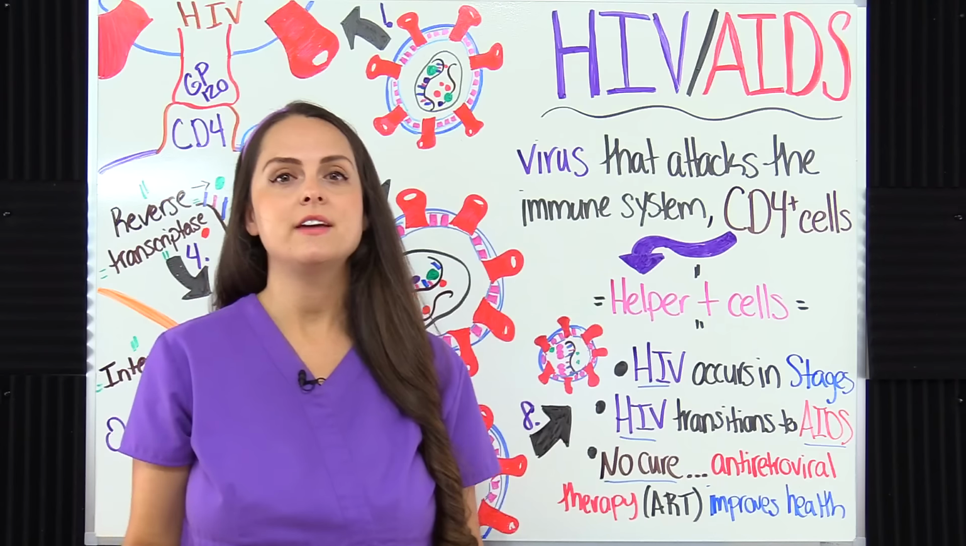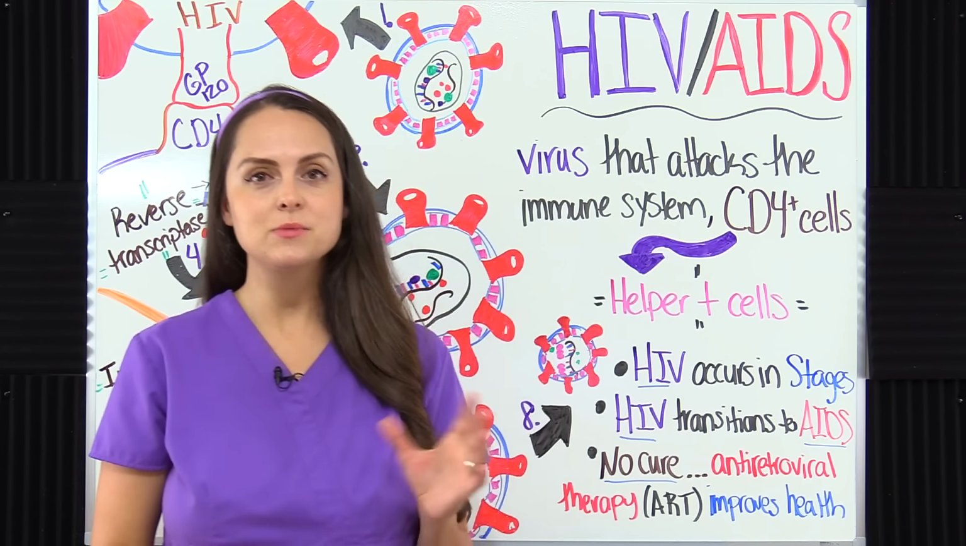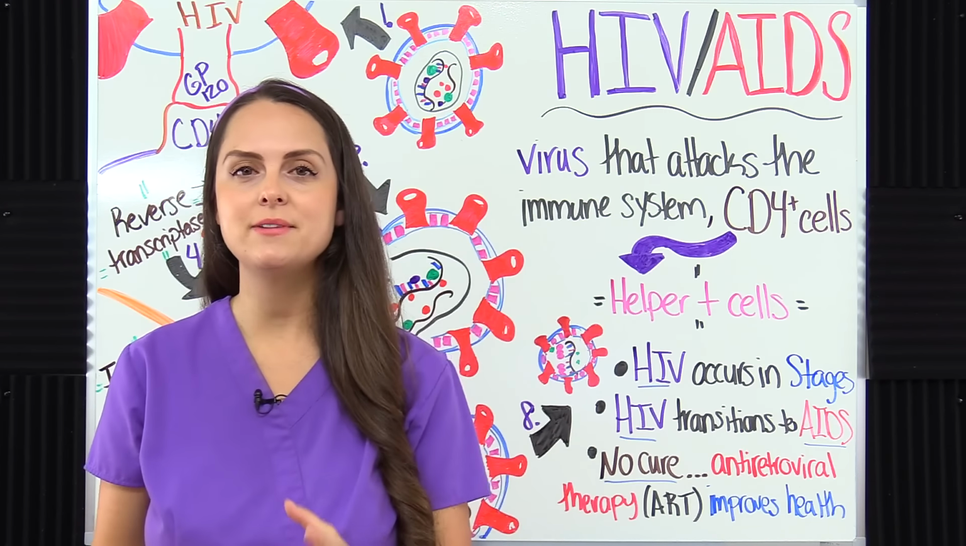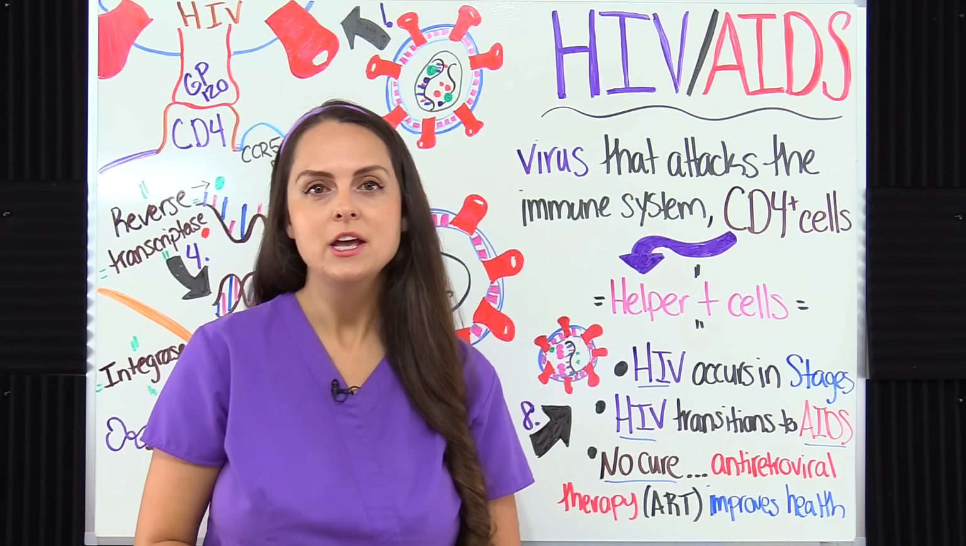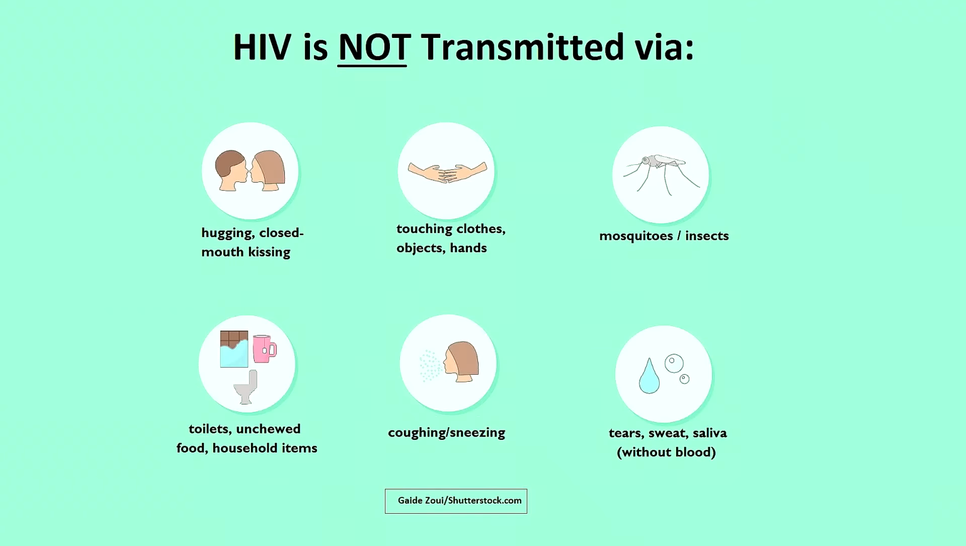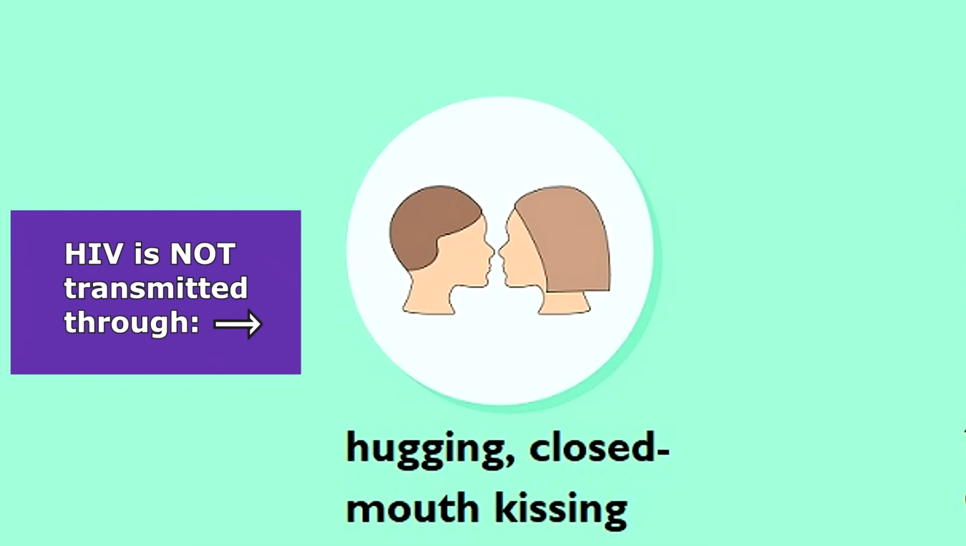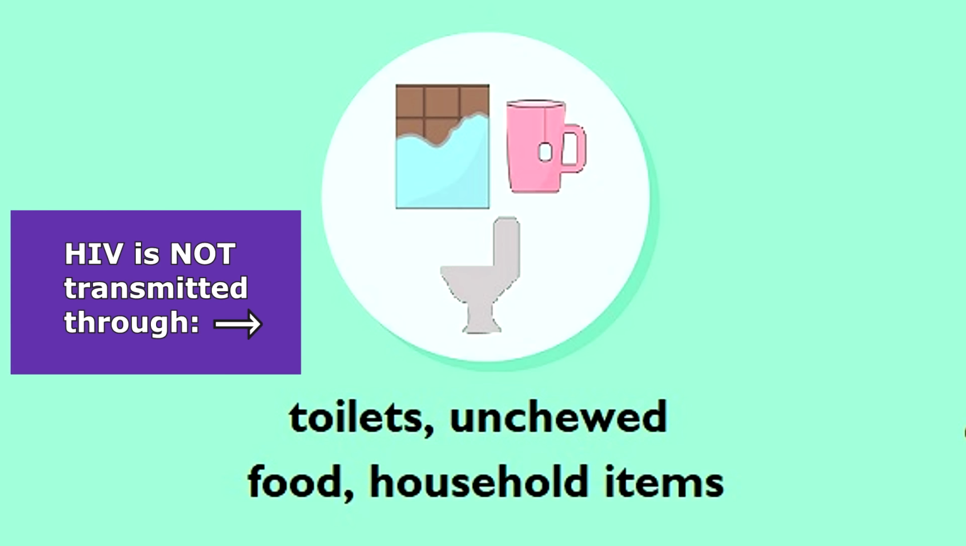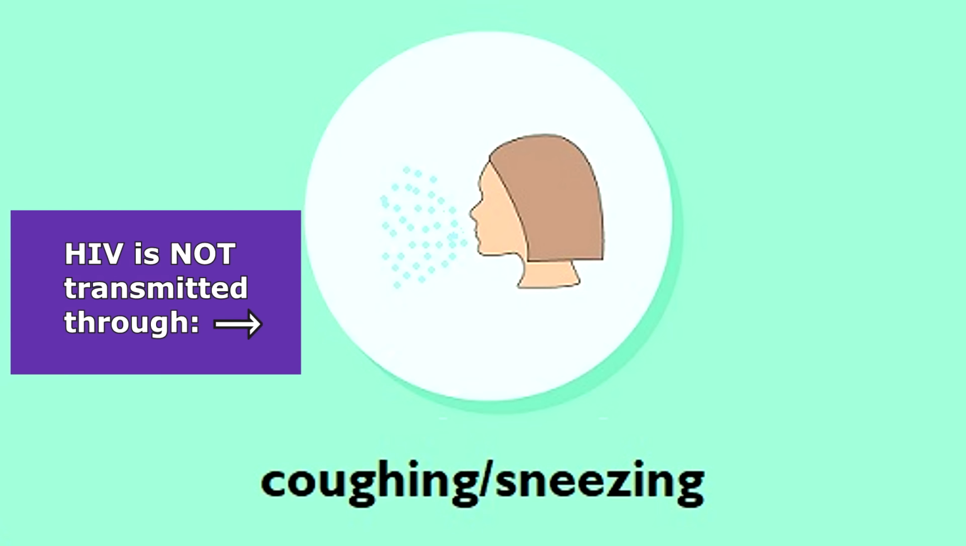So how is HIV not transmitted? Well, as I just pointed out, HIV is a weak virus without a host of fluid, so it needs to be in that fluid. So generally, activities like hugging, closed mouth kissing, touching clothes or objects, tears, sweat, or saliva without blood in it, insect bites, touching household items, coughing, and sneezing are not going to transmit the virus.